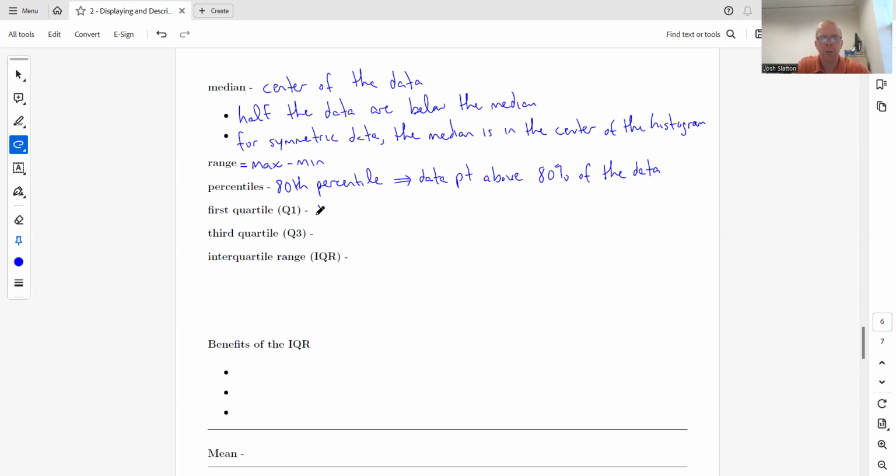First quartile, that would be the 25th percentile. We could also call this the median of the lower half. And then the third quartile would be the 75th percentile. And then IQR, that's interquartile range. We'll just write a formula for this. That is Q3 minus Q1.